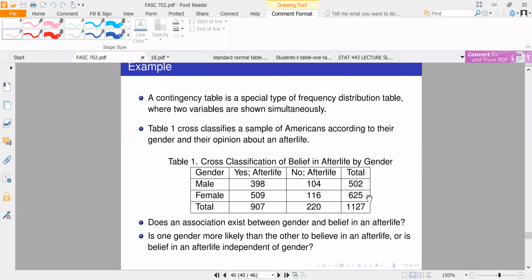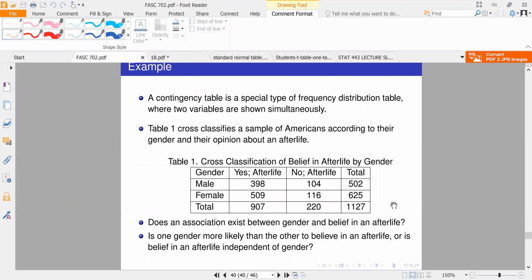Likewise for the rows. So in this case, we can say there were a total of 502 males and 625 females. Out of these 502 males, 398 believed in afterlife. The remaining 104 did not believe in afterlife.